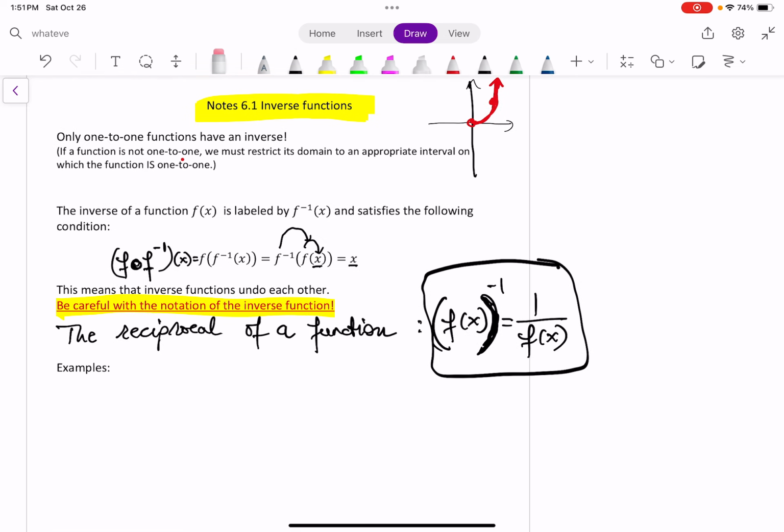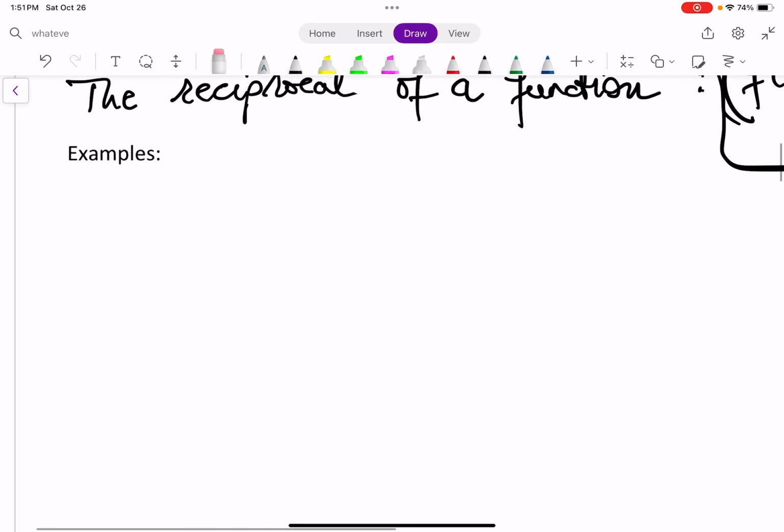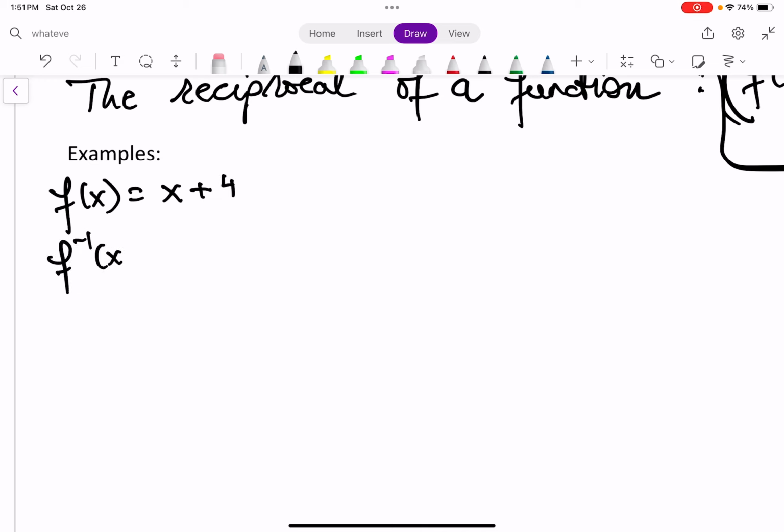So what would be examples of inverse functions? We've used this, believe it or not, since the very beginning of this course. You've used inverse functions all the time. Adding and subtracting are inverse functions.